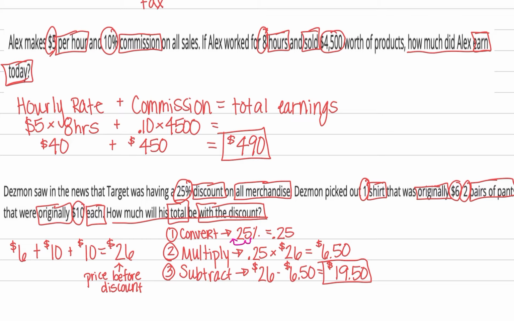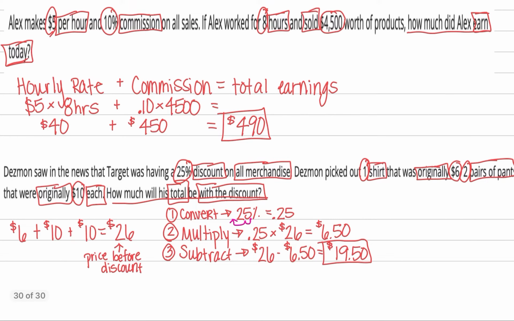Our first step is to figure out how much they made for the hours they worked. They made $5 per hour for 8 hours. So 5 times 8 is 40. Now we've got to do our commission. They make a 10% commission. 10% as a decimal is 0.10 times the total sales, and that gives me 450. Then I add that 40 plus the 450 and get 490 in the end. A lot of people that made a mistake here weren't doing both parts. So remember, if there's an hourly or a salary rate in there and they want to know how much they made altogether, we're going to have to add.